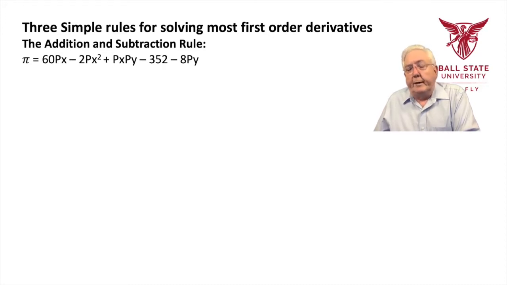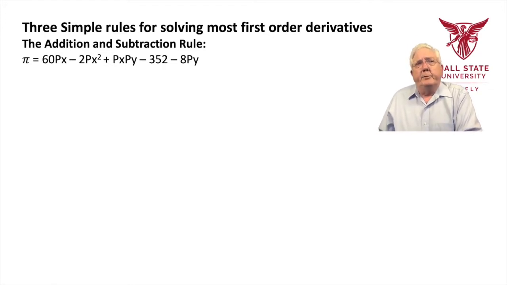know the 3 rules. Now, there are actually 10 rules involved in solving first-order derivatives. If you want to go on to get a Ph.D., you'll have to learn all 10. But in this class, you only have to learn 3, and they're very simple ones. And so the first rule is called the addition or subtraction rule.